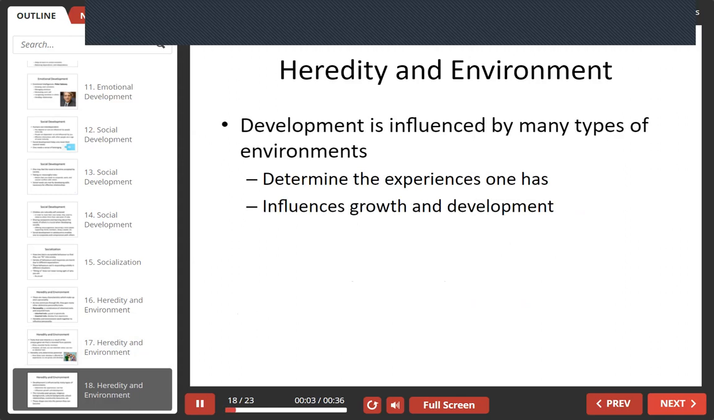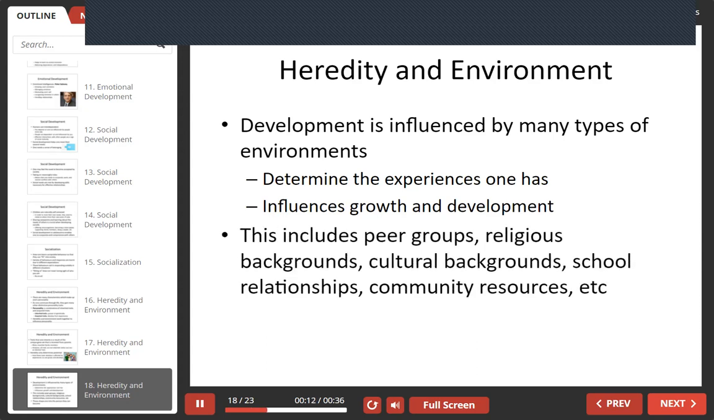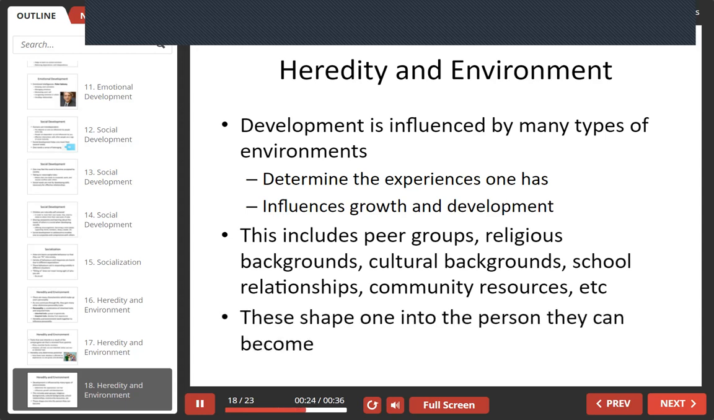Development is influenced by many types of environments. This determines the experiences one has and also influences growth and development. This includes peer groups, religious backgrounds, cultural backgrounds, school relationships, as well as community resources. And these factors shape one into the person they can become. Because remember, as we stated before, there are many influences in one's life, which impacts the way a person acts.